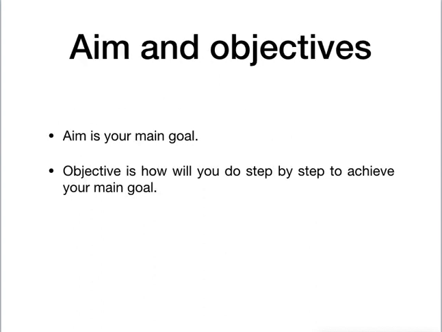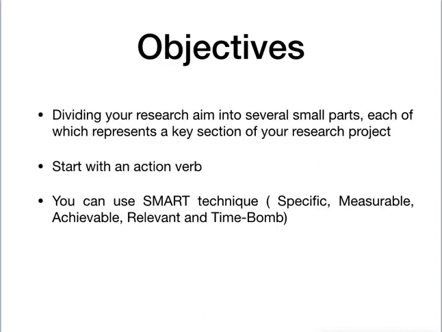It seems to be easy, and it is the most important part. Aim is easy to understand, but sometimes objectives make you confused. Aim is just your main goal. Objective is how you will achieve your main goal. It has to be mentioned step by step, like you are telling a story to others. So in the objectives, it looks like dividing your research aim into several small parts. Each part represents a key section of your research project.